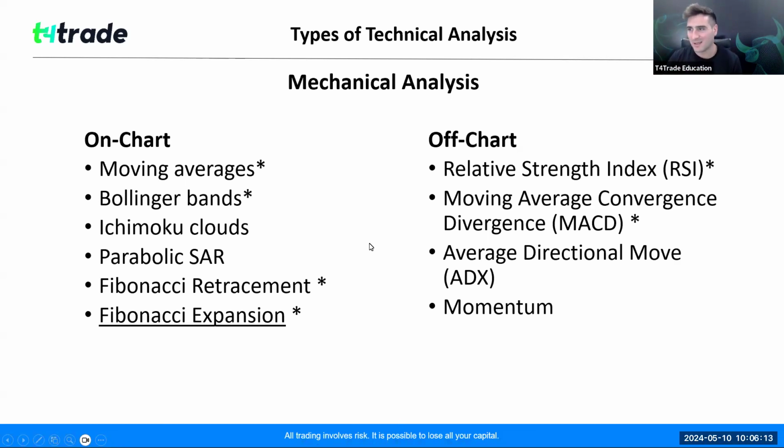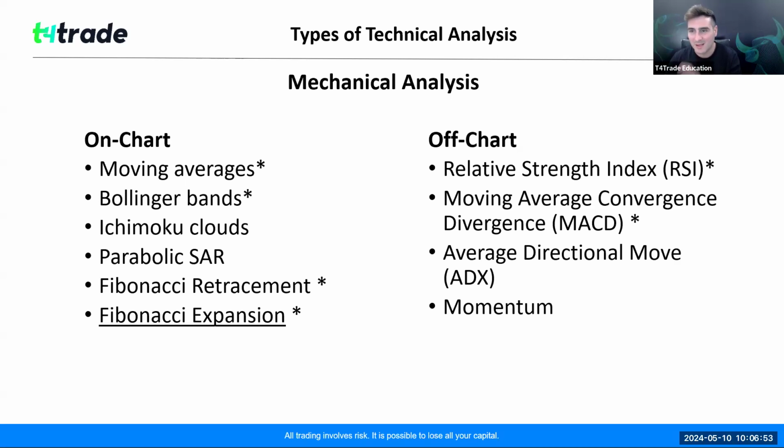we have on chart and off chart technical indicators, and these indicators fall under the category of mechanical analysis. So these are pre-programmed parameters that are given to the software and create these indicators that we use as technical analysts. The other branch is charting analysis, which pretty much deals with drawing trend lines and studying chart patterns and candles, individual candles or the formation of candles. So that falls under the charting categories of technical analysis.